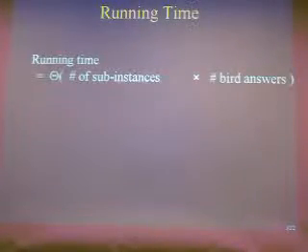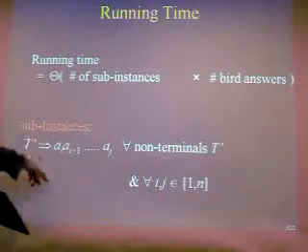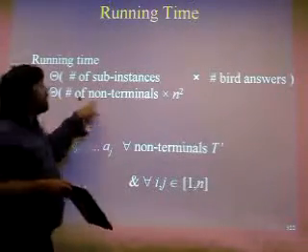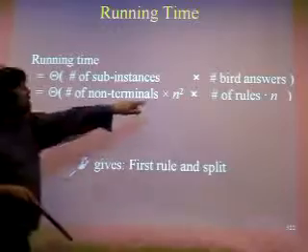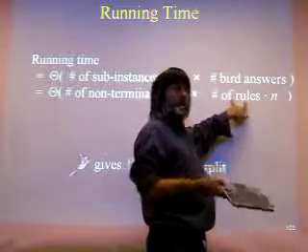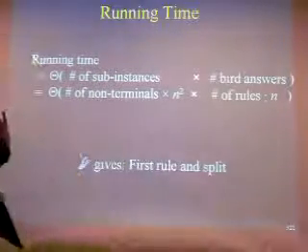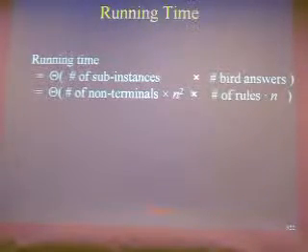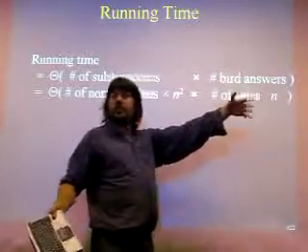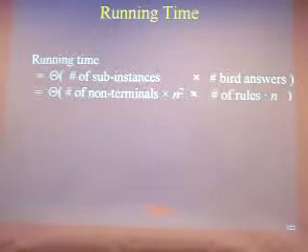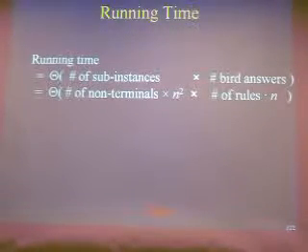Running time: number of subinstances times the number of bird answers. How many subinstances are there? Number of non-terminals times n squared. How many bird answers are there? The number of rules per non-terminal times n. So assuming your grammar is finite, is constant, then this is n squared in the length of the string. But that's not nearly as good as what we did before, which was linear time. I mean, if you had to imagine some of the code that people need to compile, you don't want your compiler taking n cubed time. You just don't. You know what I'm saying?